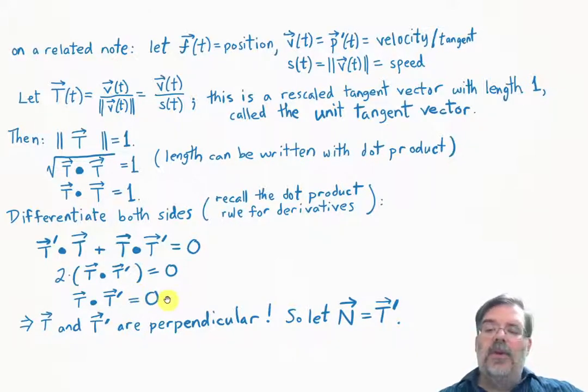So a long time ago, we also learned that when the dot product of two vectors is 0, those two vectors are perpendicular. So the vectors capital T and capital T prime are perpendicular. So we let the vector function N equal the vector function T prime. In other words, derivatives of unit vectors produce perpendicular vectors, which is, at least in my mind, kind of surprising and neat.